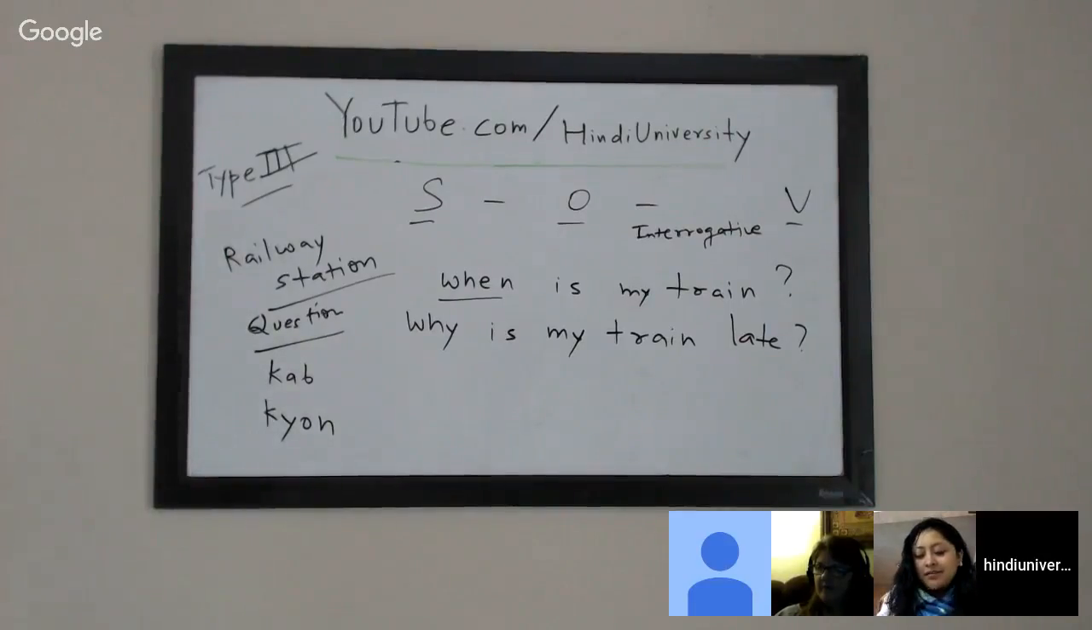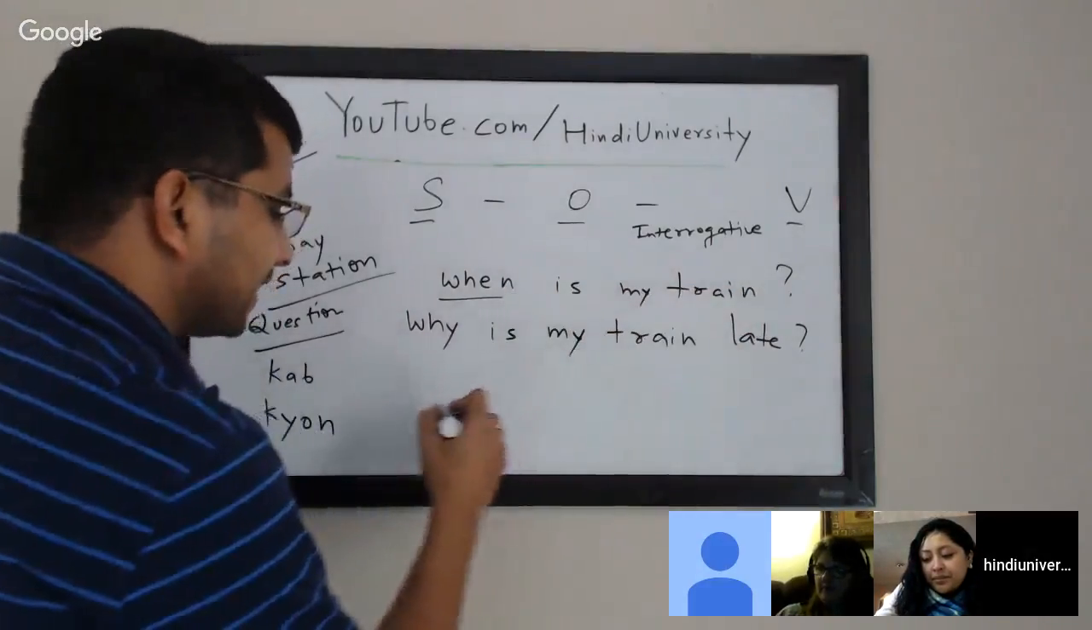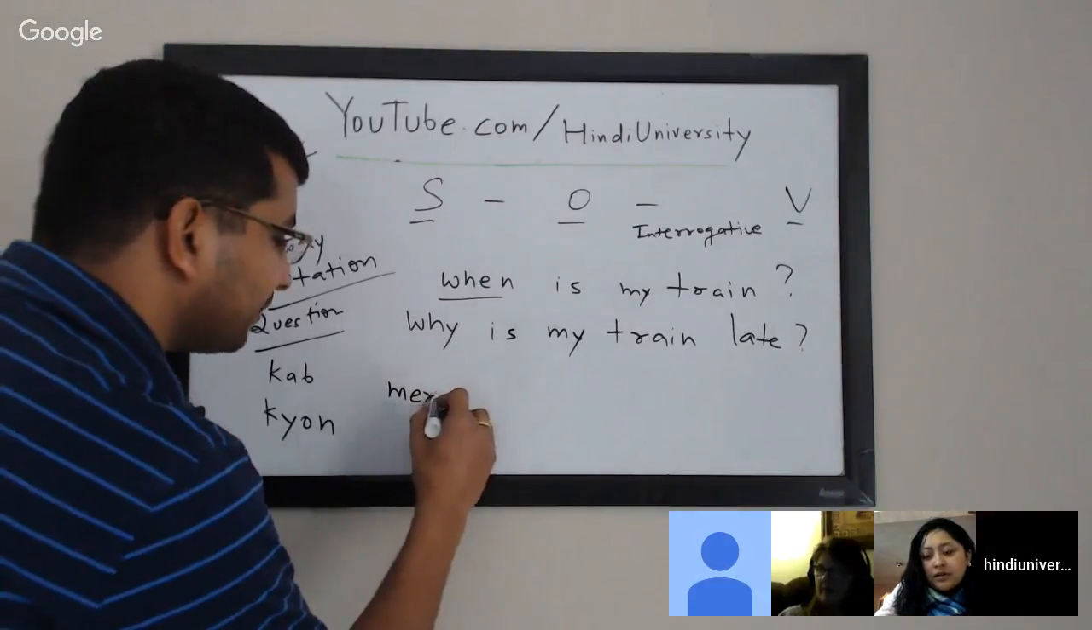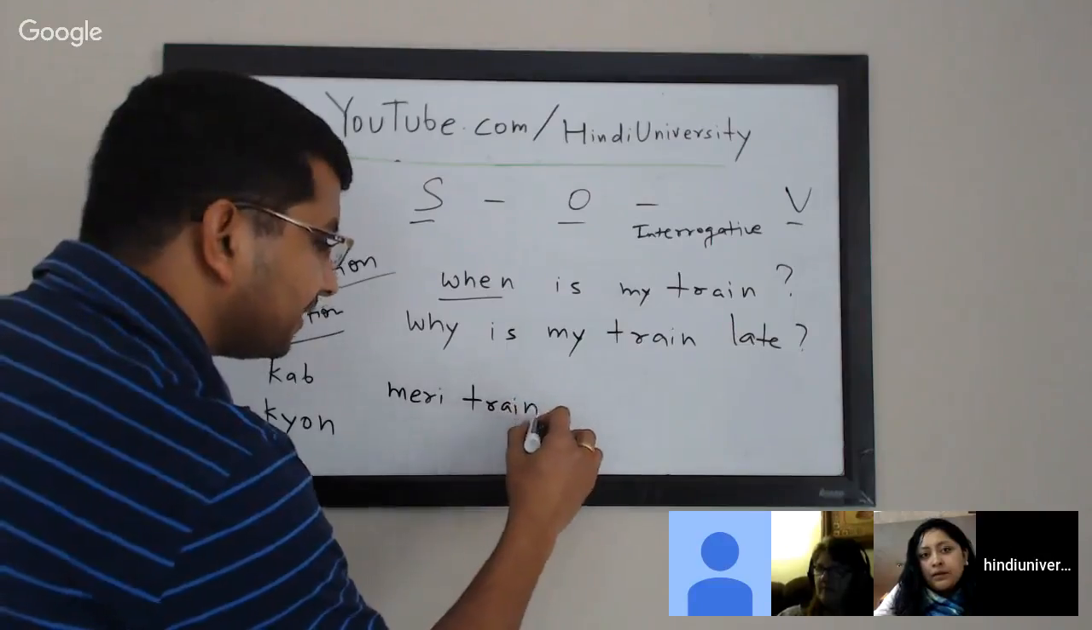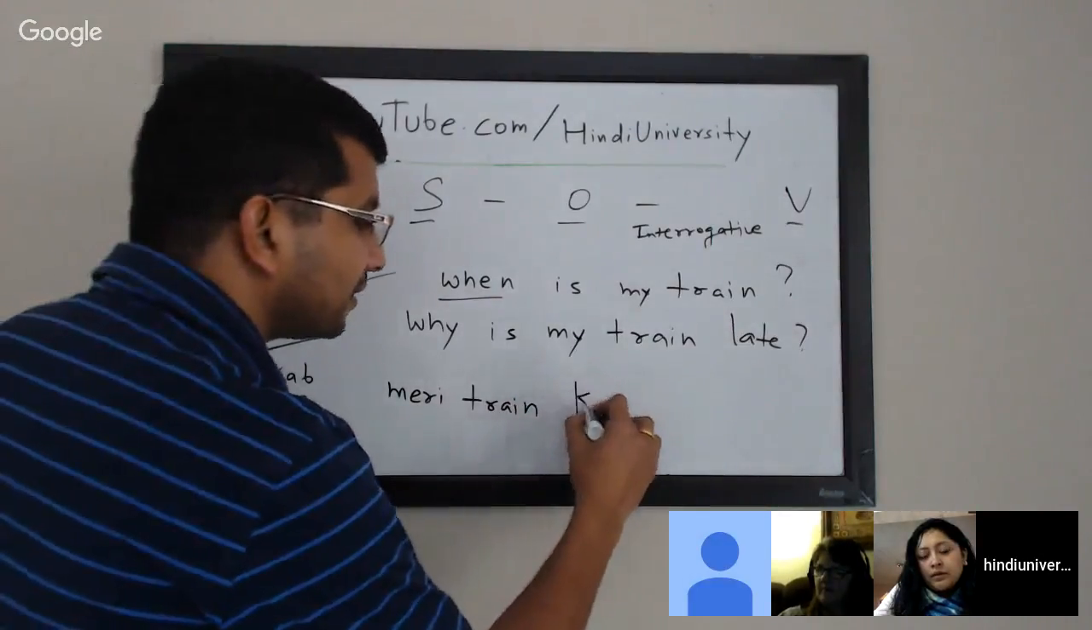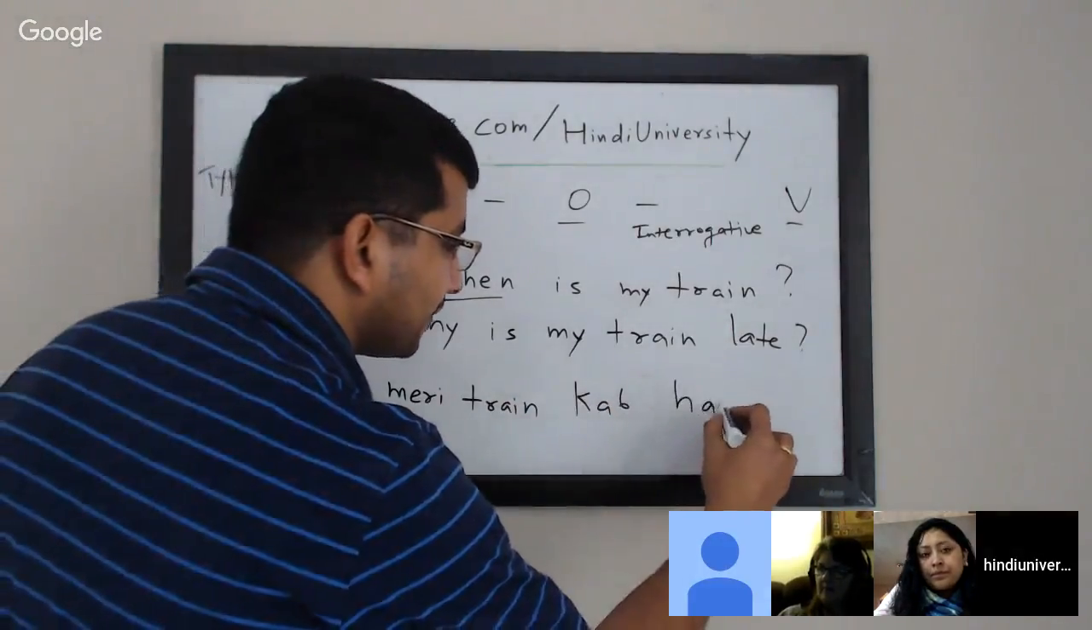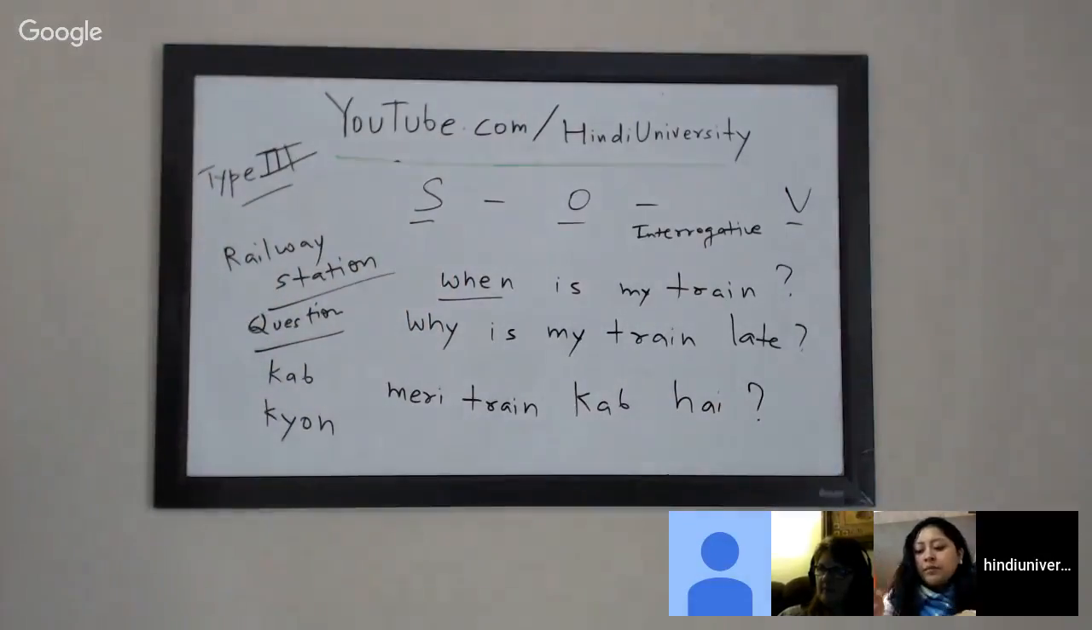So first one, I think most of you got it correctly. When is my train? So my train is meri. You can say meri gadi or meri train or meri rail gadi. You can keep it simple. मेरी ट्रेन कब है? मेरी ट्रेन कब है?